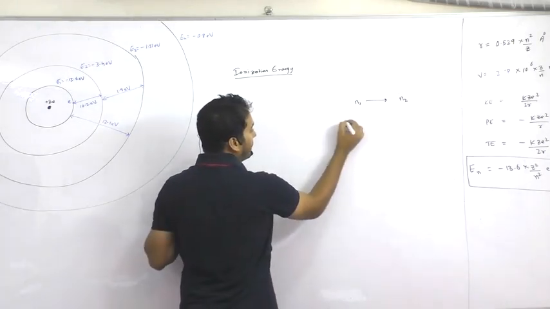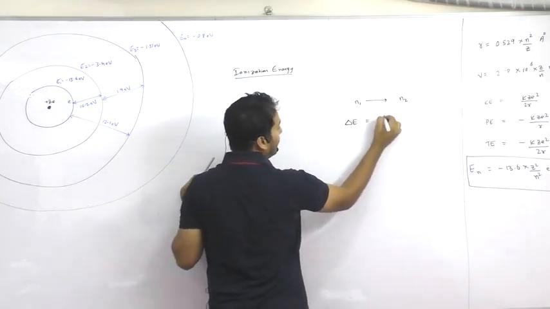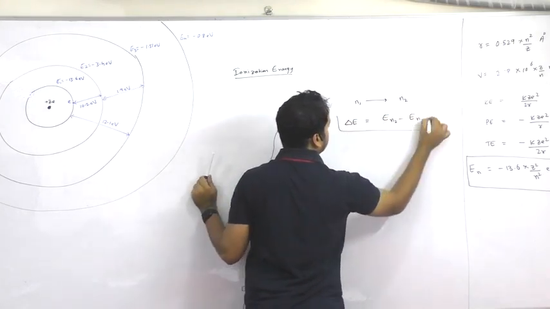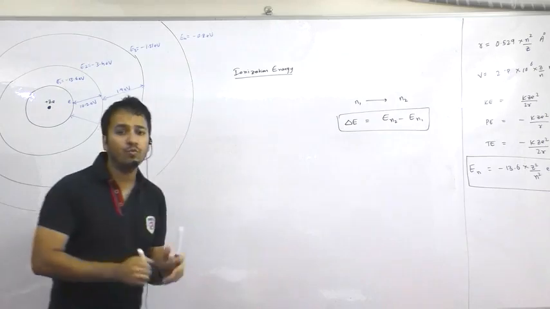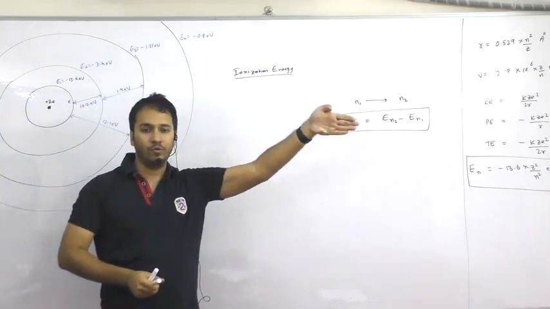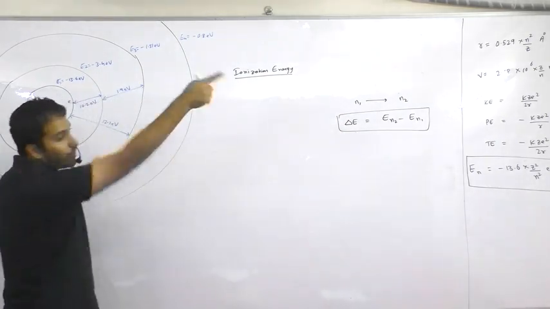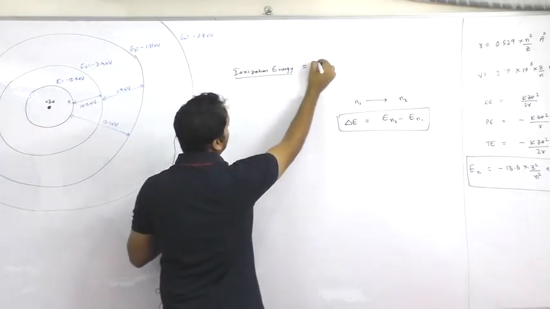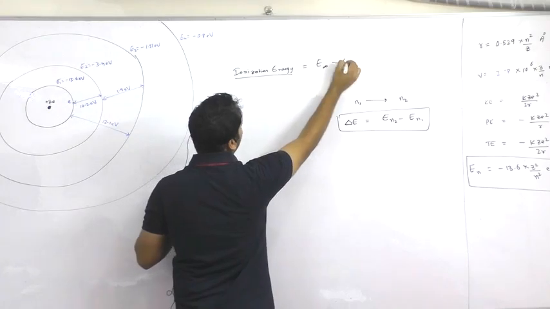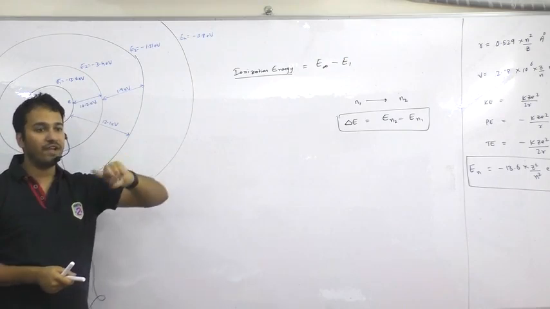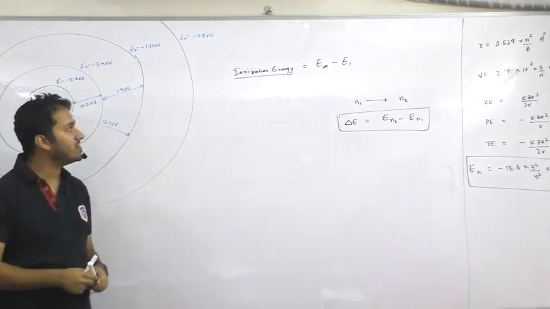So the energy required, delta E, let me call it, will be energy of n2 minus energy of n1. Right? This will be the energy required to move an electron from n1 to n2. This much energy I will require. So if I want to move it from the first orbit to infinity, how much is ionization energy then? Ionization energy is E infinity minus E1. Right? If I want to move the electron from 1 to infinity, then the ionization energy is E infinity minus E1.